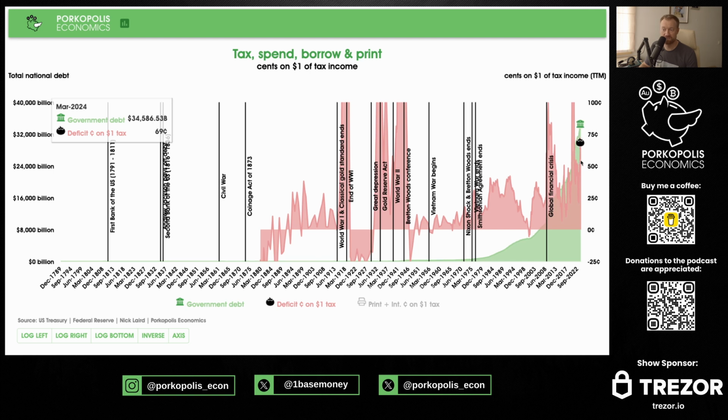See where that tomato is relative to all the prior history on the graph. You only see the GFC, COVID, World War I, World War II, and the Great Depression with a higher cents on the dollar deficit spend than we have now.